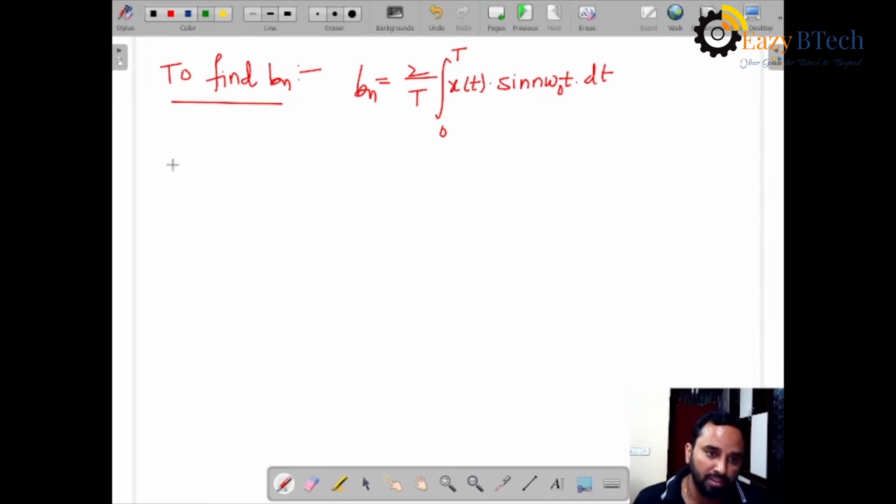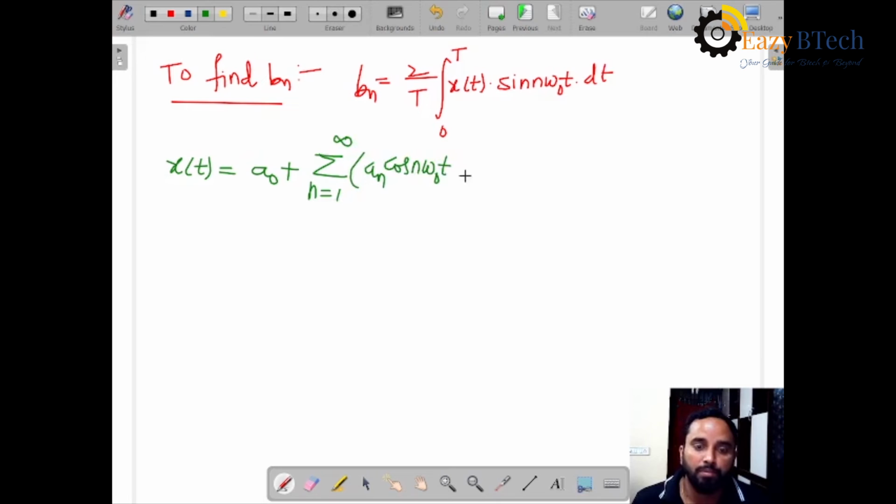So how to do it: first take x of t equals a naught plus summation n equals 1 to infinity of an cos n omega naught t plus bn sine n omega naught t. Right? This is the trigonometric Fourier series of x of t.